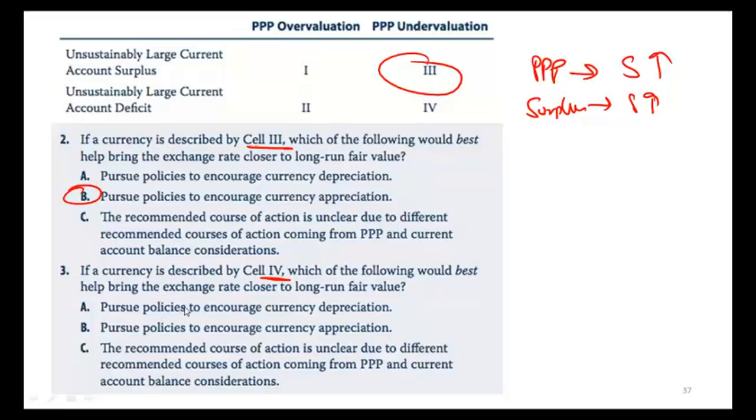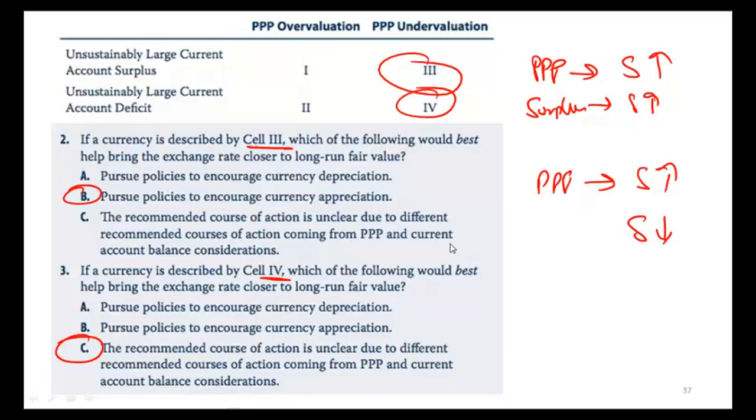What about cell 4? If you are in cell 4, what does purchasing power parity predict? What does the other model say? The other model says that we'll go down. So what's the answer here? C. Now, for some reason, they have not asked about cell 1, but I'm sure you can figure it out.